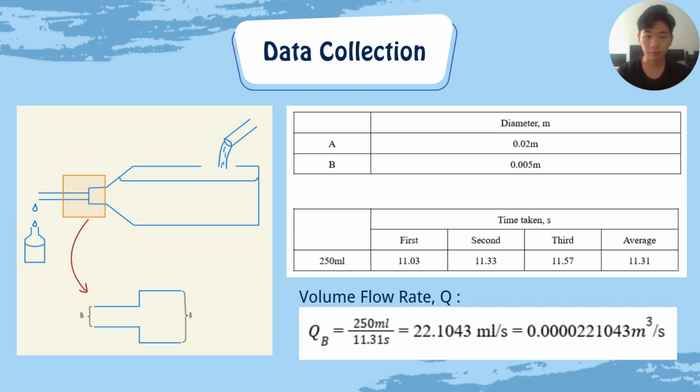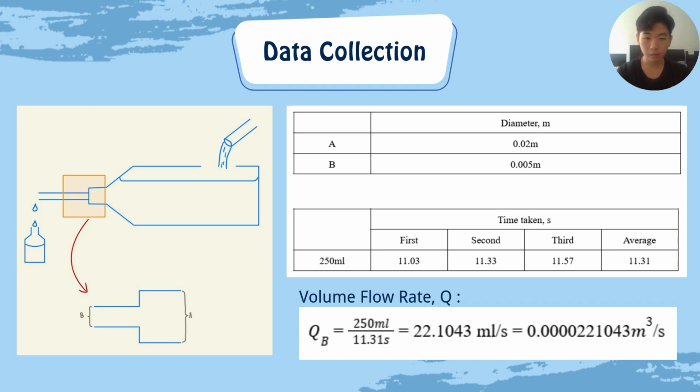Now I present the data collection part. First of all, we measure the diameter at point A, which is 0.02 meters, and the diameter at point B is 0.005 meters. These diameters are used to calculate the cross-section area for the input and output of the liquid. Next, we conduct the experiment to get the time taken to fully fill the 250 ml water bottle.